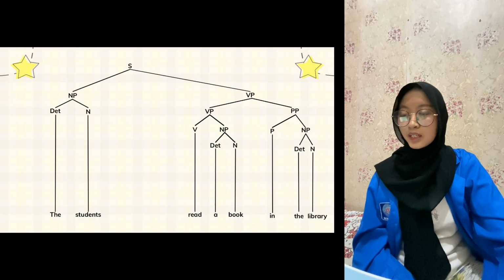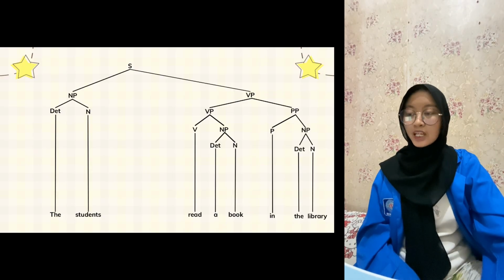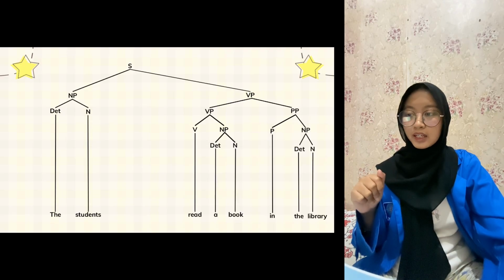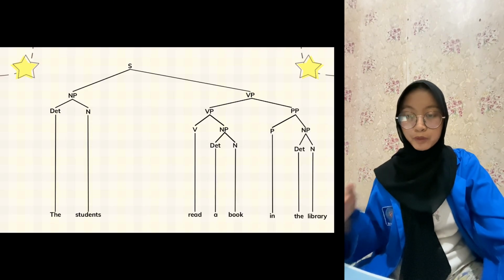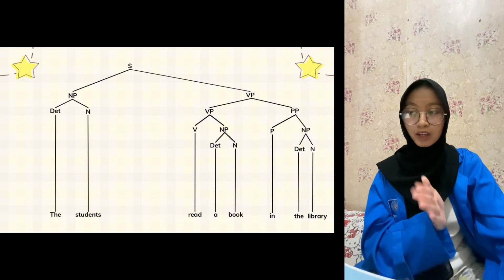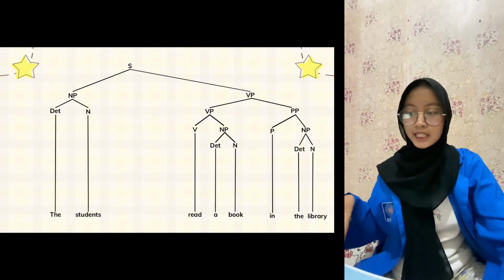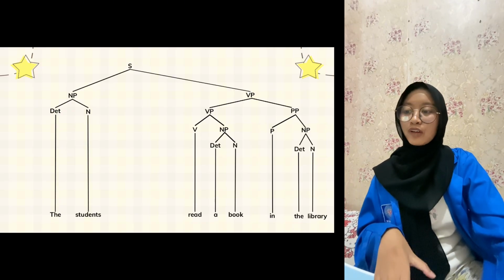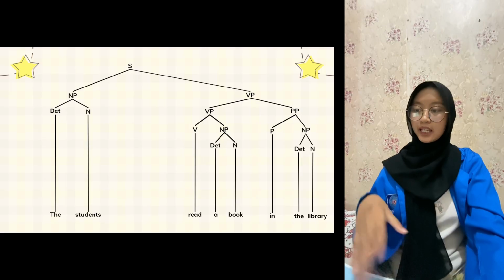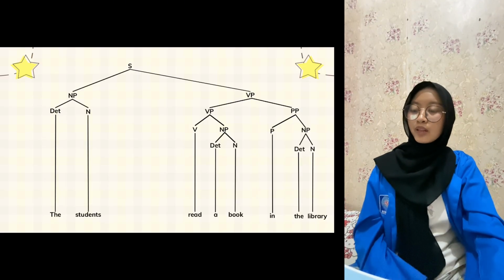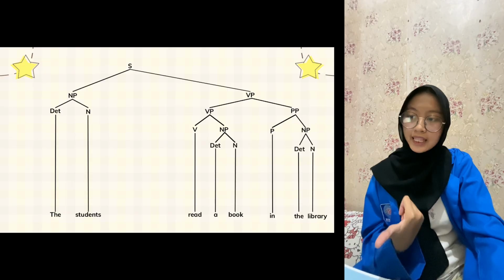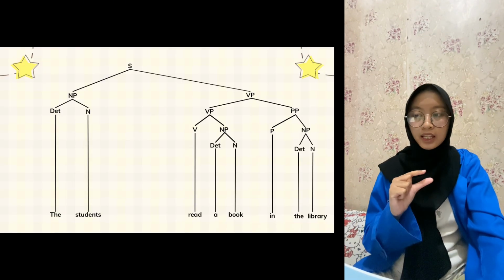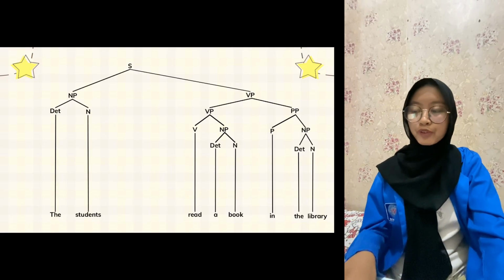Next is the PP, which is the prepositional phrase. We divided it into two again. Inside the PP there is P, preposition, and then NP, noun phrase. For the preposition, we can see here the word in, and for the noun phrase we need to divide it again into two. Inside the NP there is determiner and noun. The determiner is the word the, and the noun is the word library.